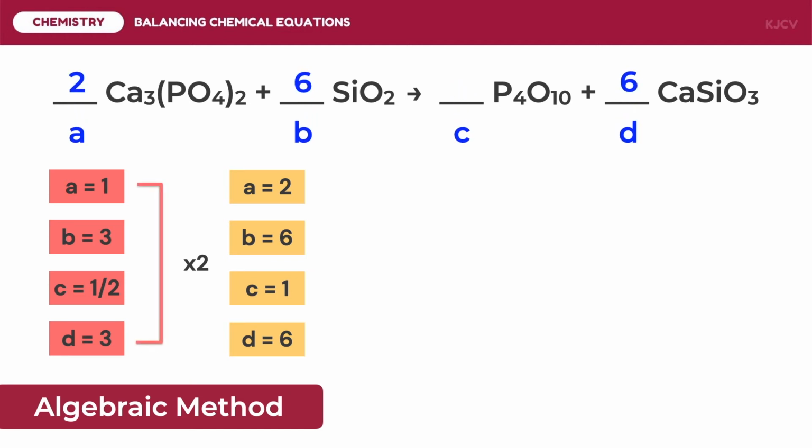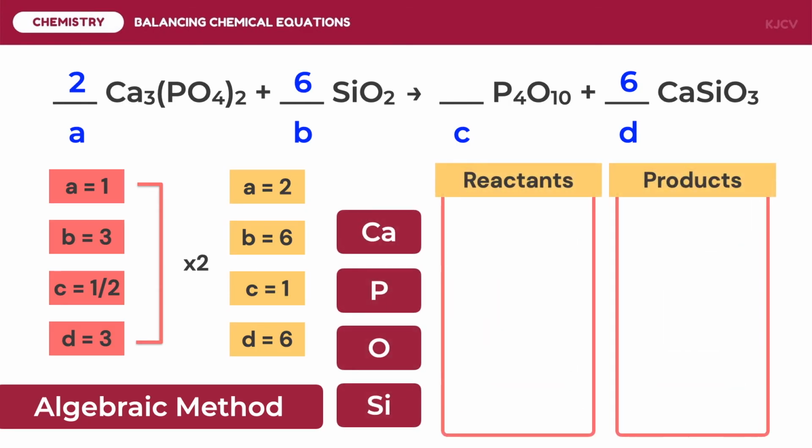We are going to compare again the elements in the reactants and the products. Let us start with the first substance, calcium phosphate. Calcium in calcium phosphate has a subscript of 3. This will be multiplied to the coefficient 2. Thus, calcium in the reactant side is 6. Phosphorus in the substance has a subscript of 1.